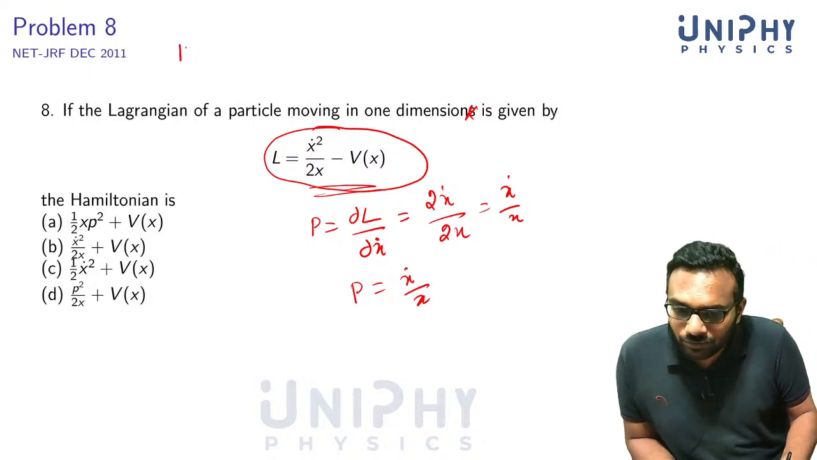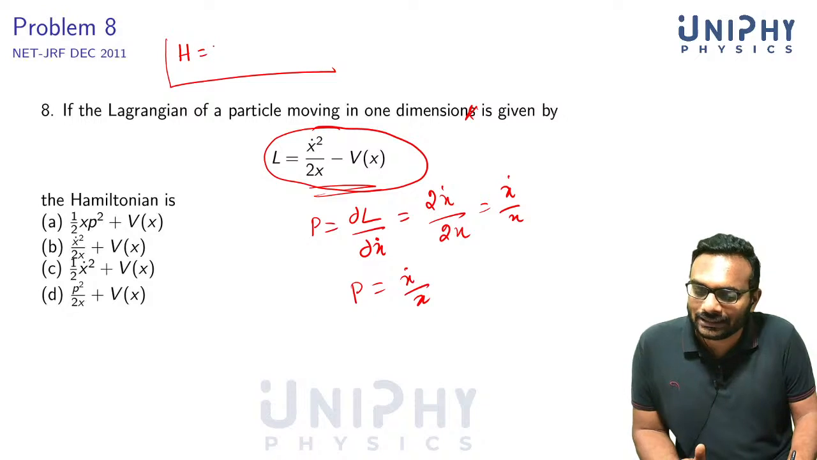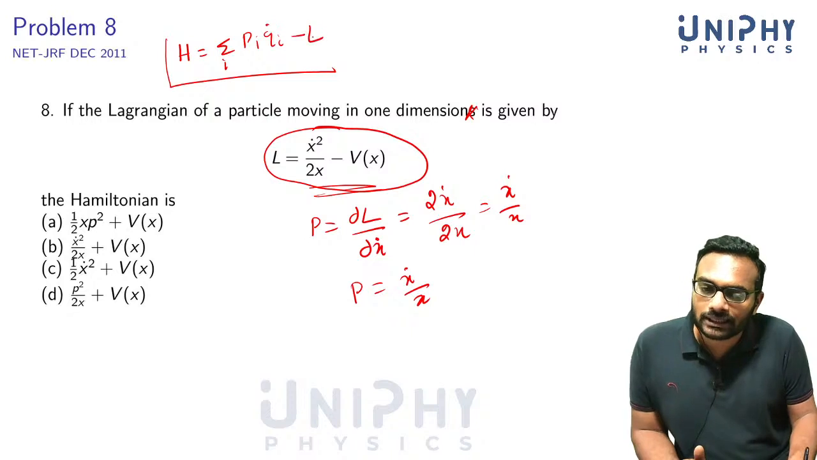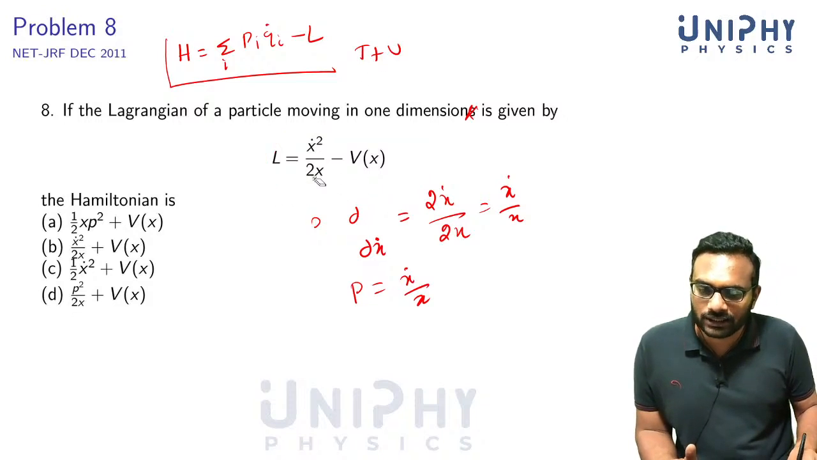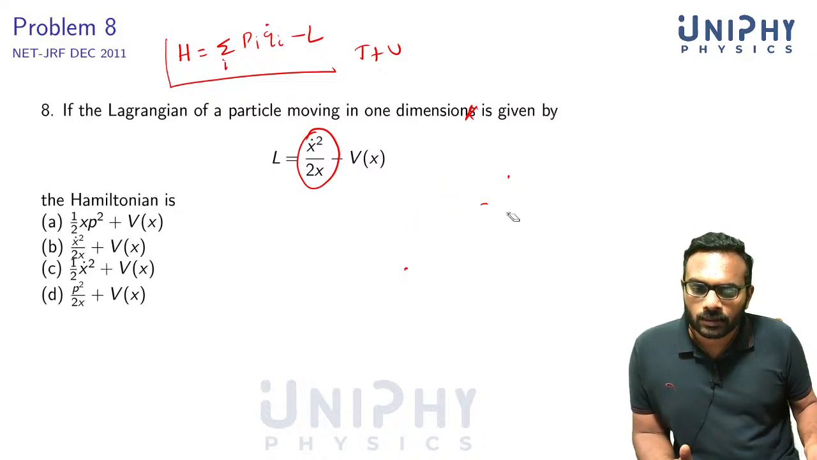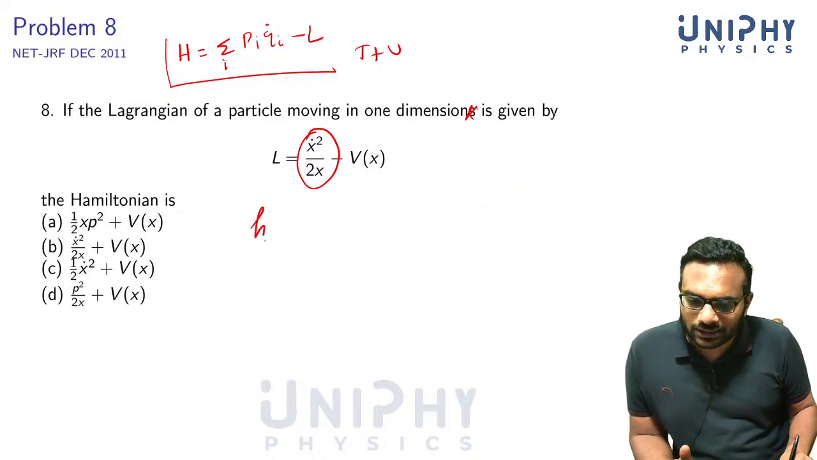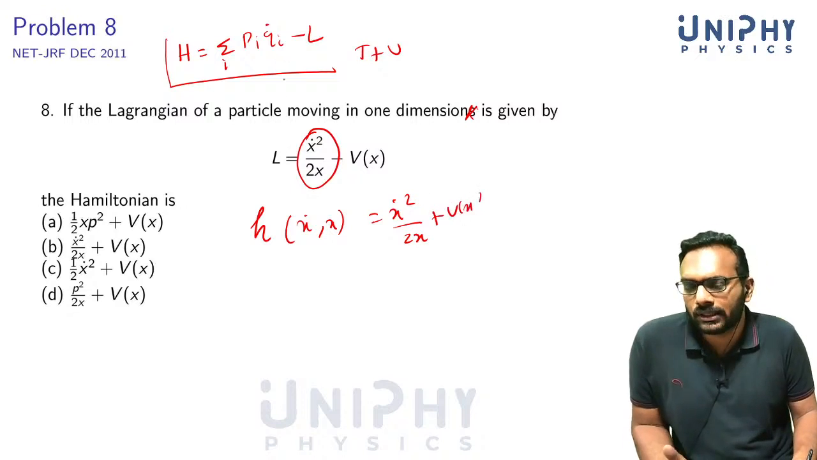The correct way to do this, the method that always works, is H is equal to summation over i of p_i q_i dot minus L. This is the Hamiltonian. But sometimes you can simply write it as T plus V. So here, if you take this as T minus V, the term quadratic in velocity you can call the kinetic energy. So we can write the energy function H(x dot, x) as x dot square by 2x plus V of x, or you can use this formula, you get the same result.